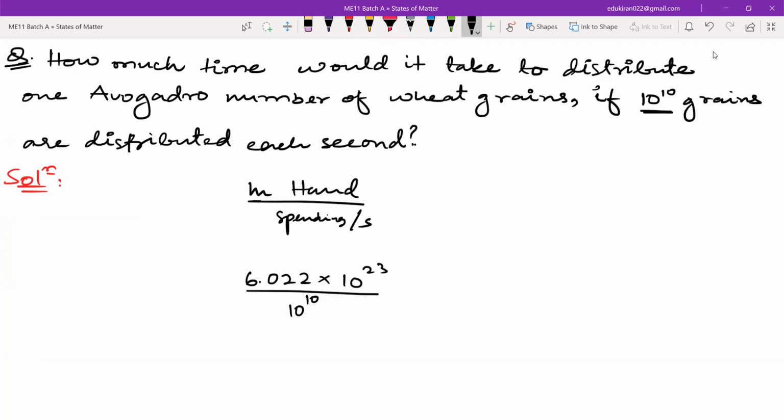Yeah, exactly. So you have here per second. Shravya, you understood? You have this per second, so it will be second inverse. Now when this goes up, you will get the answer as 6.022 into 10 to the power 23, and this 23 will become 13 because the 10 to the power 10 will cancel out, and the unit is seconds. So this much second will be there. You have to convert this into years. Got this, Shravya? Yes, sir. Okay.